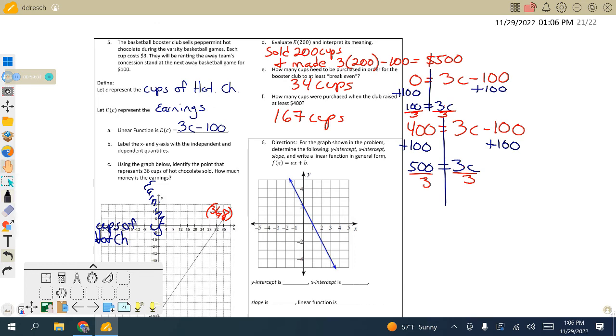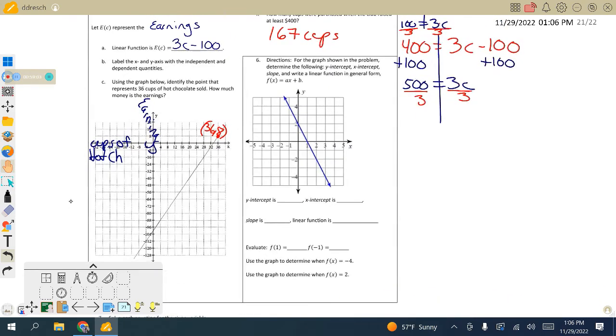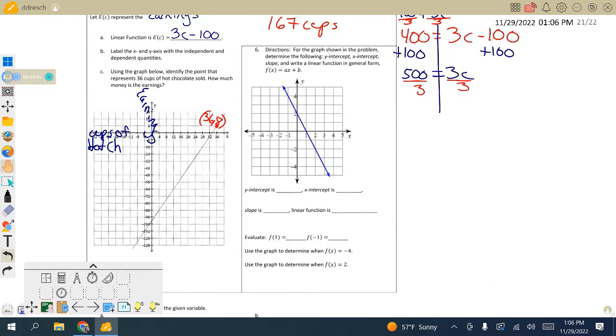All right, last one there is number 6. We've seen that one before. I want to finish off number 6 with you down here at the last question, which we just talked about today with our graphs. Use the graph to determine when f of x equals -4. So go to the y-axis at -4. Find me that point and tell me what its x-coordinate is.